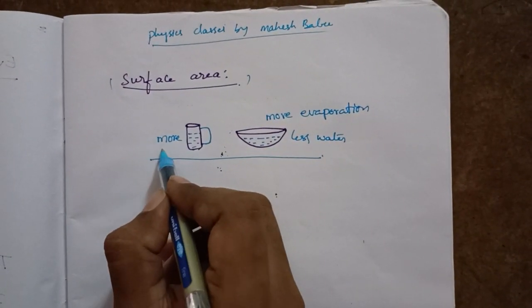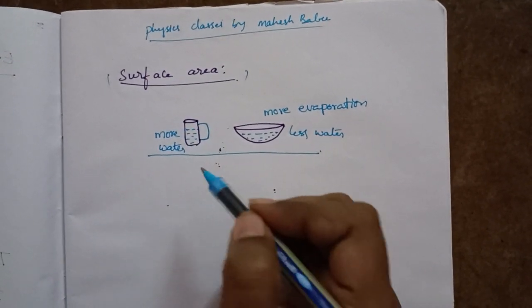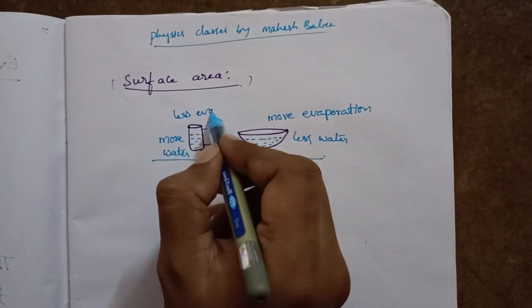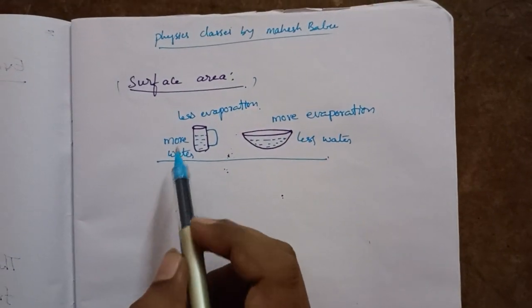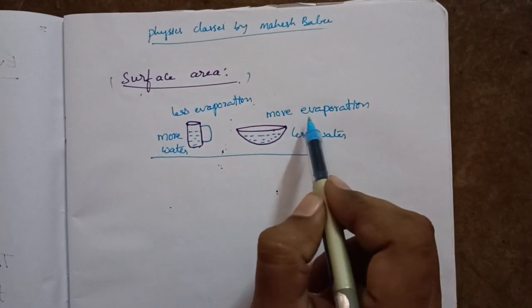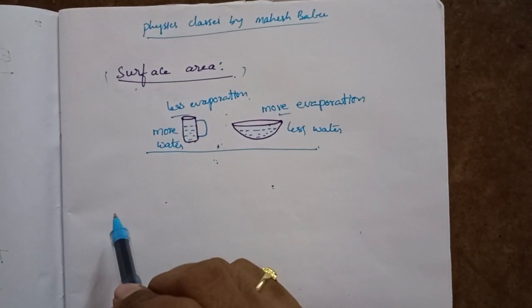Now here more water will be present in the cup because of less surface area, less evaporation. So evaporation depends on surface area. More surface area, more evaporation. Less surface area, less evaporation.